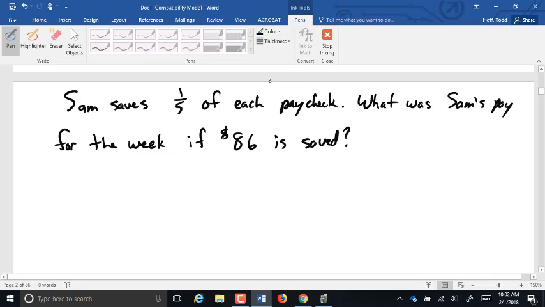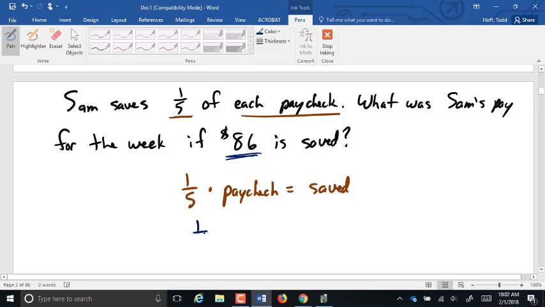Now again, many of you, most of you probably look at this and see, I'm just going to multiply 86 by 5. That would be the total pay. But again, let's step back and try to find a formula for this. 1/5 of each paycheck implies 1/5 times the amount of that paycheck equals the amount saved. So now we have 86 is the amount saved, so we put that in. We'll just put in P for paycheck equals 86.